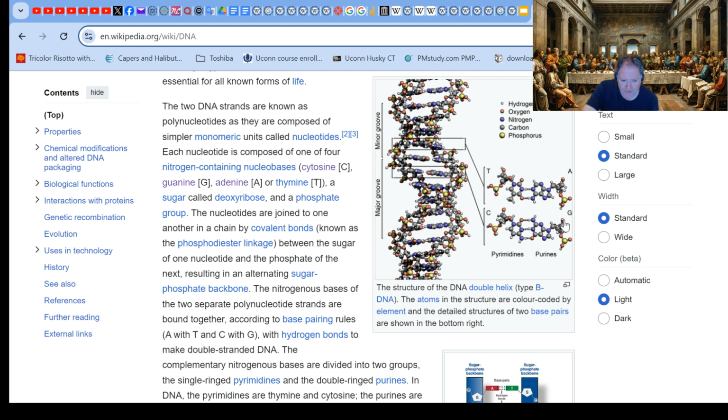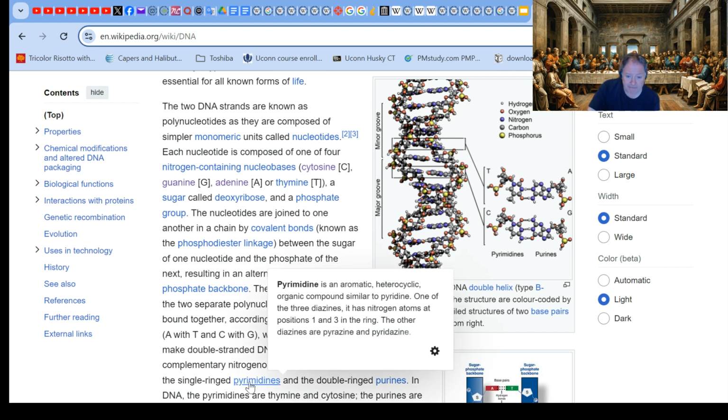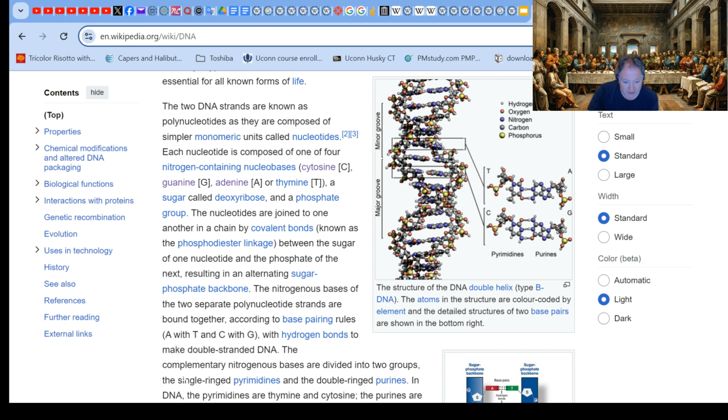Where does that come from? Well, let's look at what those things mean. Pyrimidines. A pyrimidine is an aromatic heterocyclic organic compound similar to pyridine. One of three diazines, it has nitrogen atoms at positions 1 and 3 in the ring. The other diazines are pyrazine and pyrazine. Okay, but here's the most interesting thing right out here. Pyrimidines, single ring.